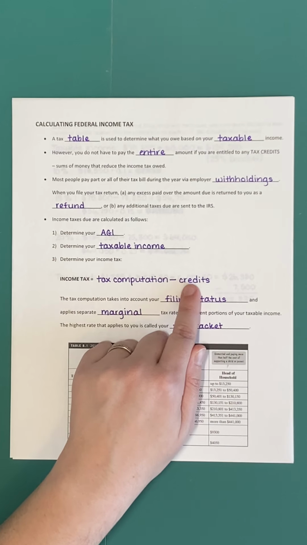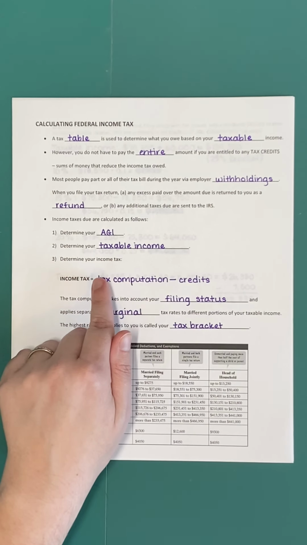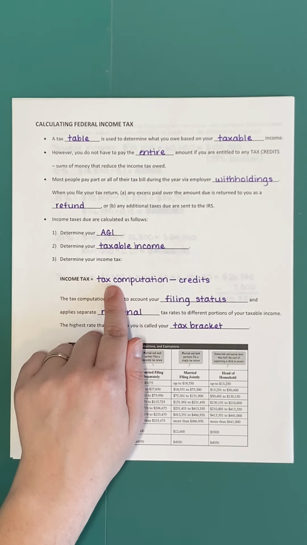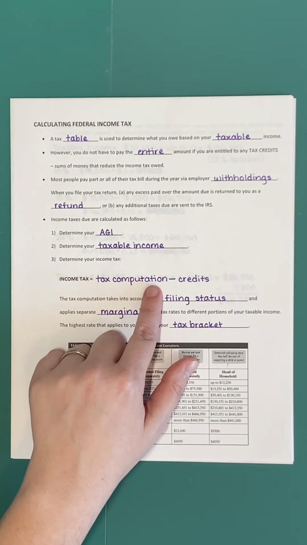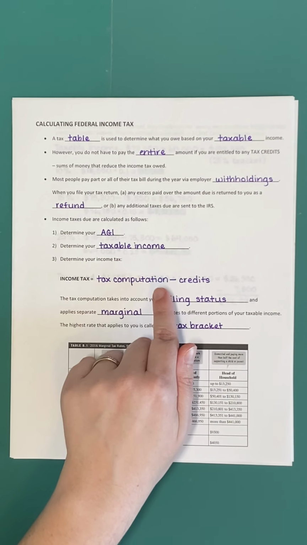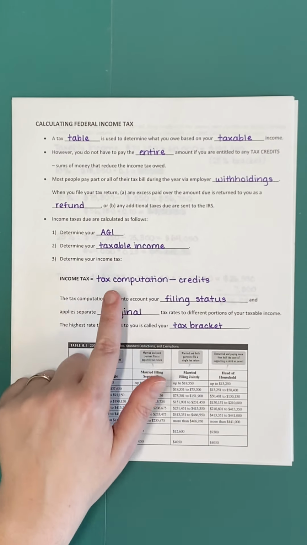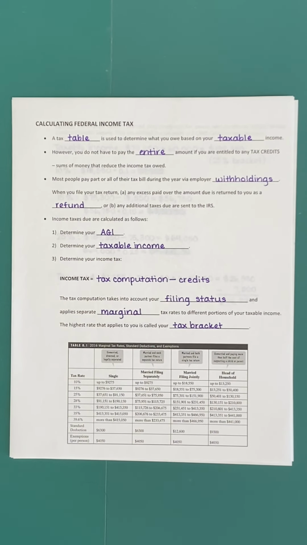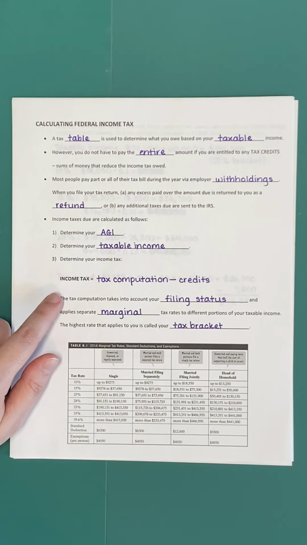If you don't have any credits at the end, then once you calculate your taxes using the table, that is your tax bill. And again, either all of that was withheld for you, maybe too much was withheld, more than this amount, or maybe too little was withheld. Regardless of the situation, that's where you make that determination. Now, what does this computation look like? Because that's going to be the most complex part of the process. It relies on a couple different things.